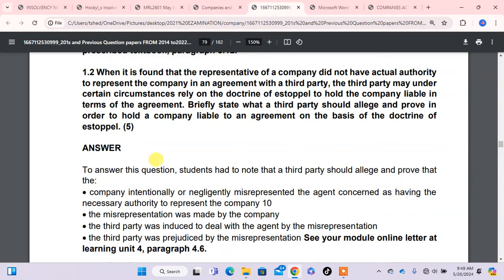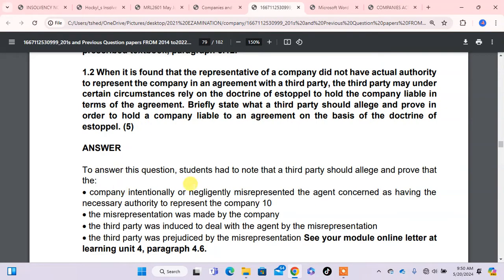This document is very, very important for you to survive in the examination. They said when it is found that the representative of the company did not actually have authority to represent the company in an agreement with a third party, the third party may, under certain circumstances, rely on the doctrine of estoppel to hold the company liable in terms of the agreement. Briefly state what a third party should allege and prove in order to hold the company liable to an agreement on the basis of the doctrine of estoppel.